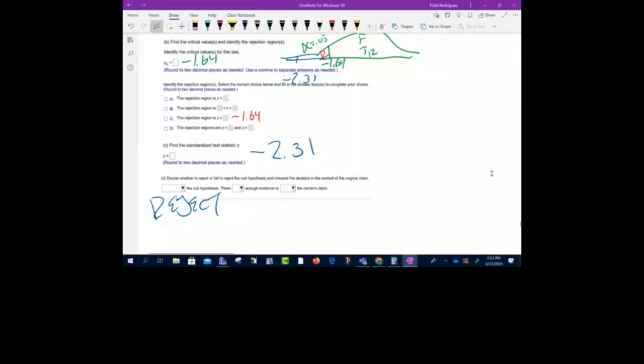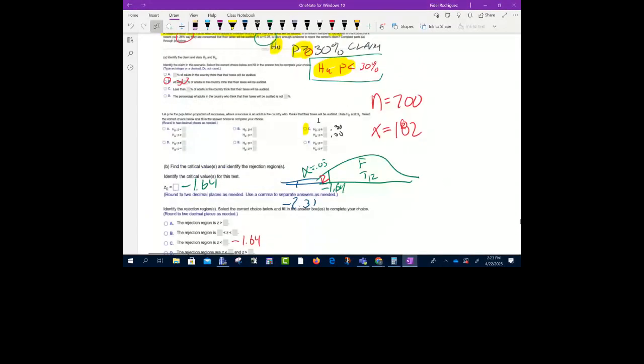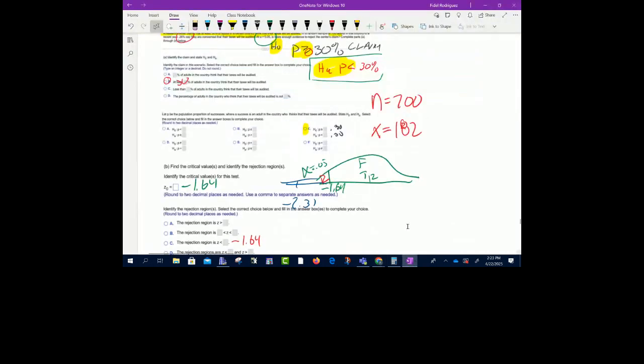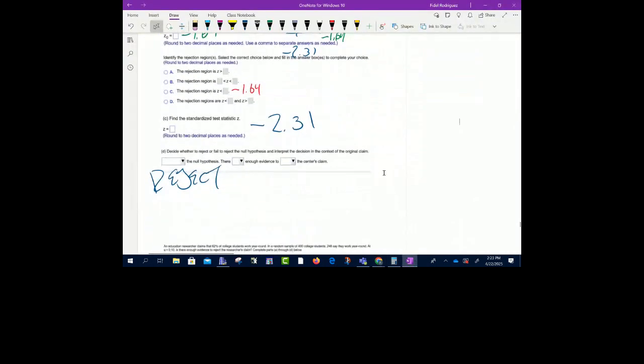And then I'm going to scroll back up to the top, y'all. My claim was the H0, okay? So look, I'm going to come back to this guy here. The claim was the H0, and we're rejecting it. So we're going to say there is enough evidence to reject the claim, right? So I'm going to come back here, and I'm going to say there is enough evidence to reject the claim. There we go.